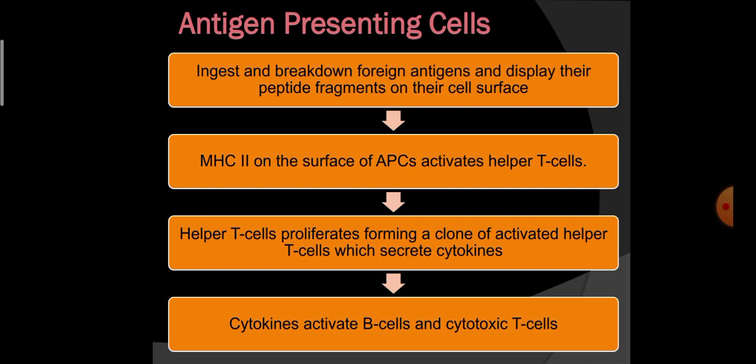They ingest and break down foreign antigens and display the peptides on the surface. The MHC forms a complex, which helps in identification. So just know the function of APC: it combines with the antigen to form a complex, and this complex is identified by the T cells. So that is antigen presenting cells. After that, the other cells of the immune system will take care. Either the antigen will be engulfed or the cell will be lysed.